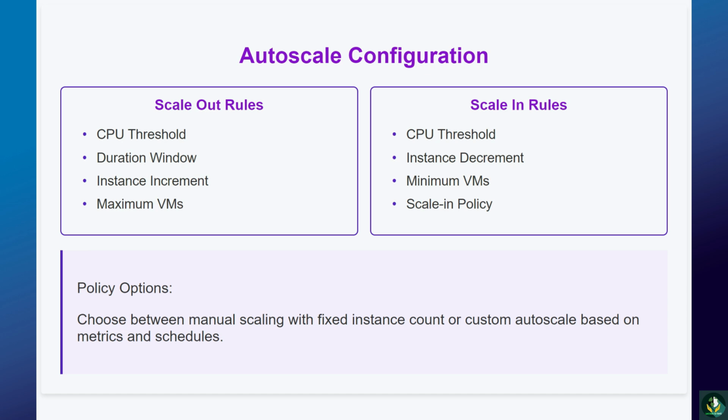Best practices for configuration. Threshold selection. Start conservative, monitor and adjust. Consider multiple metrics. Test thoroughly. Time windows. Match application patterns, account for startup time. Consider cooldown periods, allow for metric stabilization.